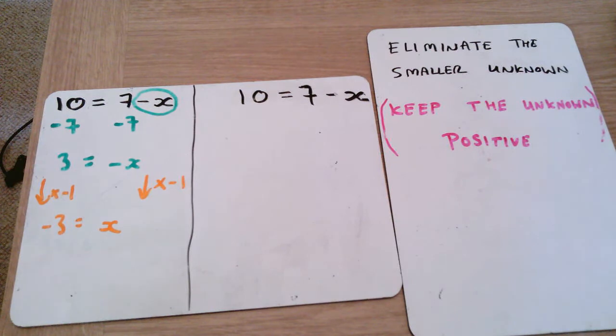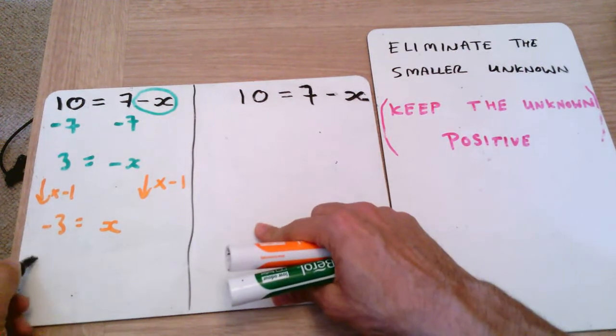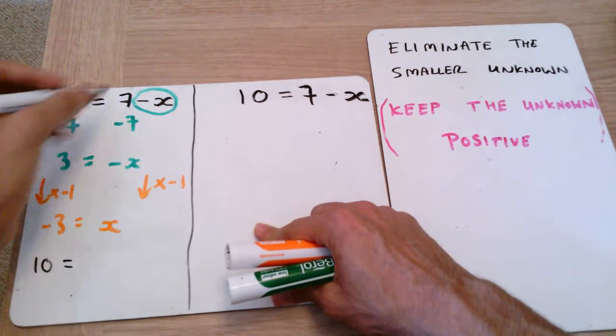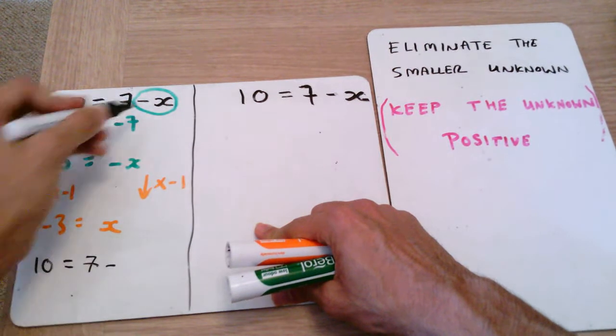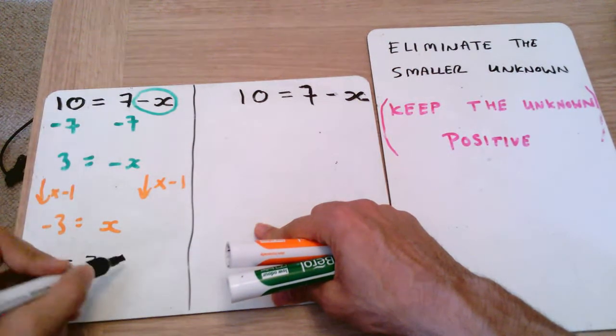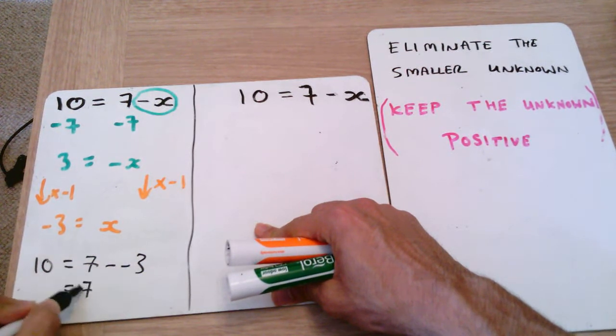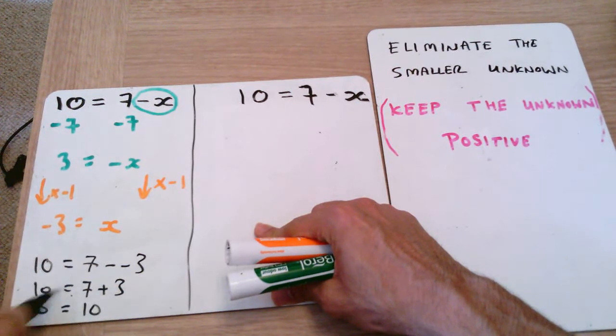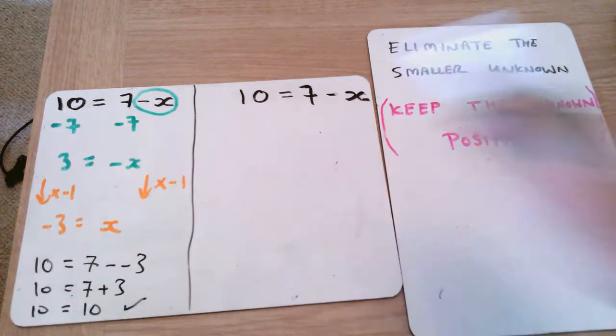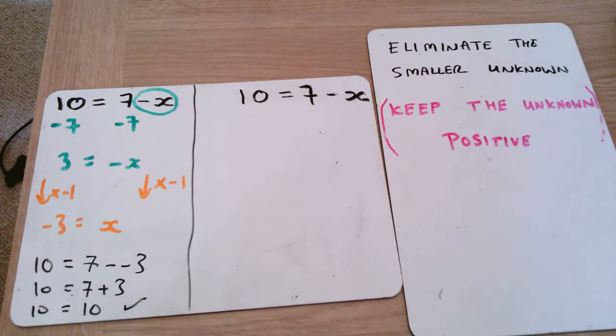Now let's check that's correct. I've got 10 on this side. 10 is equal to 7 minus x, which was negative 3. And we know that if you have a minus with a minus next to each other like this, we get 7 plus 3, which is equal to 10. So 10 is equal to 10. The equation has worked. And that's one way we can do it. That's just our normal method of isolating the term with the unknown in.